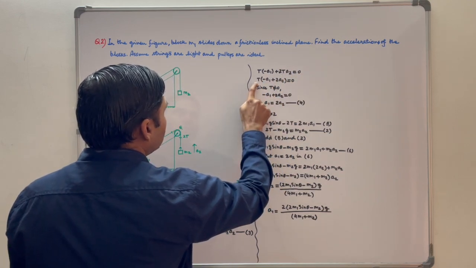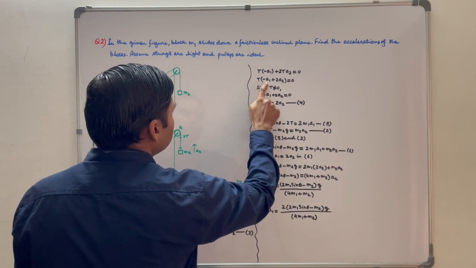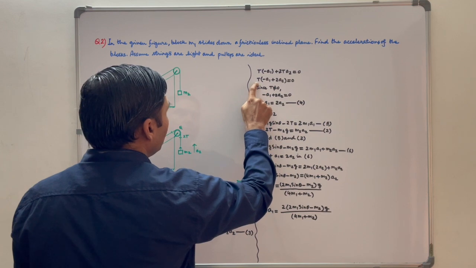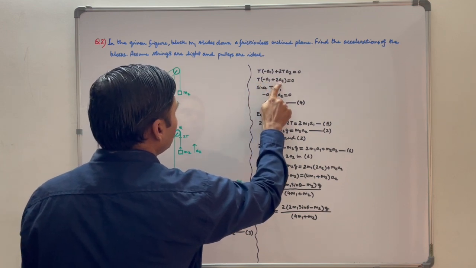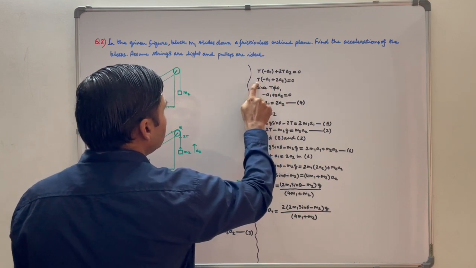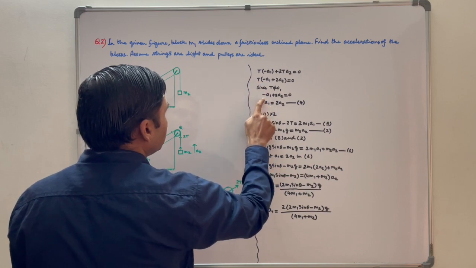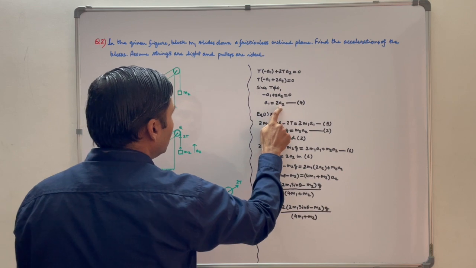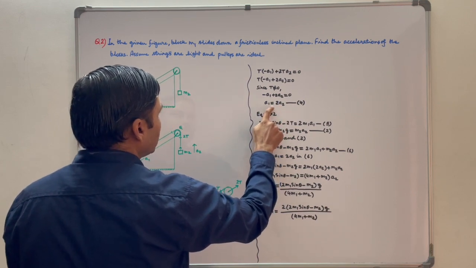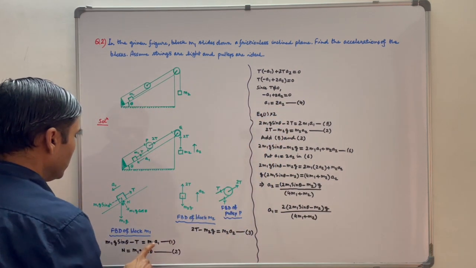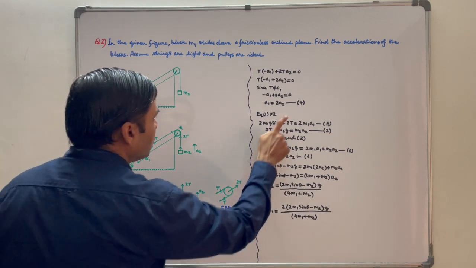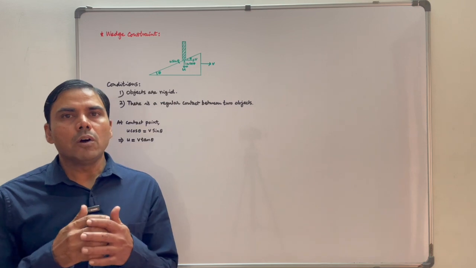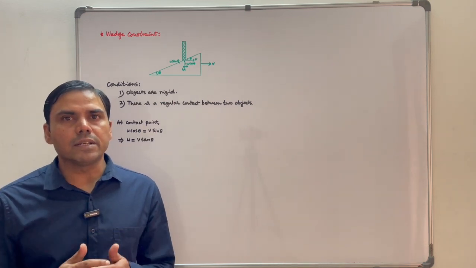Take T as common, so it will be T into minus A1 plus 2A2 is equal to 0. That means either T is equal to 0 or minus A1 plus 2A2 is equal to 0. Since T is not equal to 0, so minus A1 plus 2A2 is equal to 0 or A1 is equal to 2A2. So we have got our constraint relation. Now we can use equation 1, 3 and 4 to figure out A1 and A2. Now we know how to figure out string constraint relation.